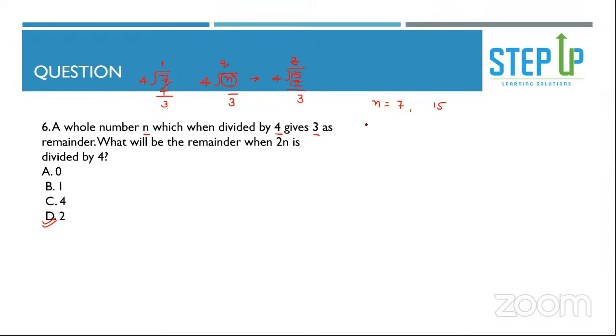Let's check quickly. 2n will be 14 and 30. So when 14 is divided by 4, 4 times 3 is 12, your remainder is 2. When 30 is divided by 4, again your remainder is what? Your remainder is 2. So finally, your remainder is 2. All right, I hope that's clear.